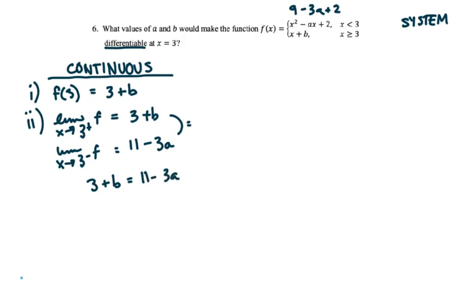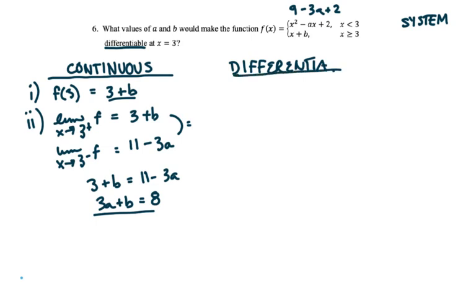And I'm just going to clean this up a little bit, bring my a's over here, 3a plus b, bring my constant 3 over to the other side. And that right there is giving me my first equation, because that's the same thing as f of 3. Okay, now my second equation is going to come from the differentiability. I hate spelling that.